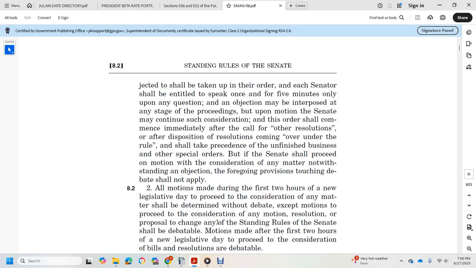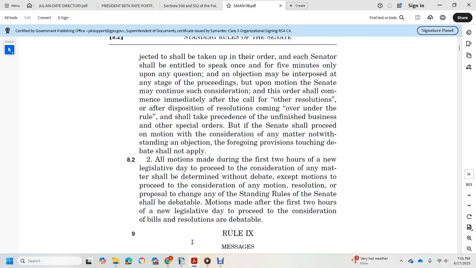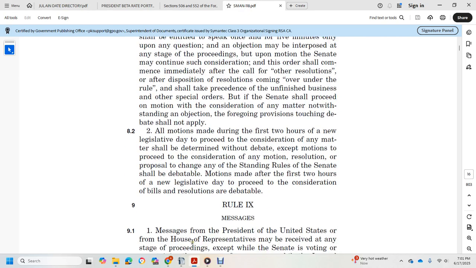All motions made during the first 2 hours of the new legislative day to proceed with the consideration of any matter shall be determined without debate, except that motions to proceed to the consideration of any motion, resolution, or proposal to change any standing rules of the Senate shall be debatable. Motions made after the first 2 hours of the new legislative day to proceed to the consideration of bills and resolutions are debatable.